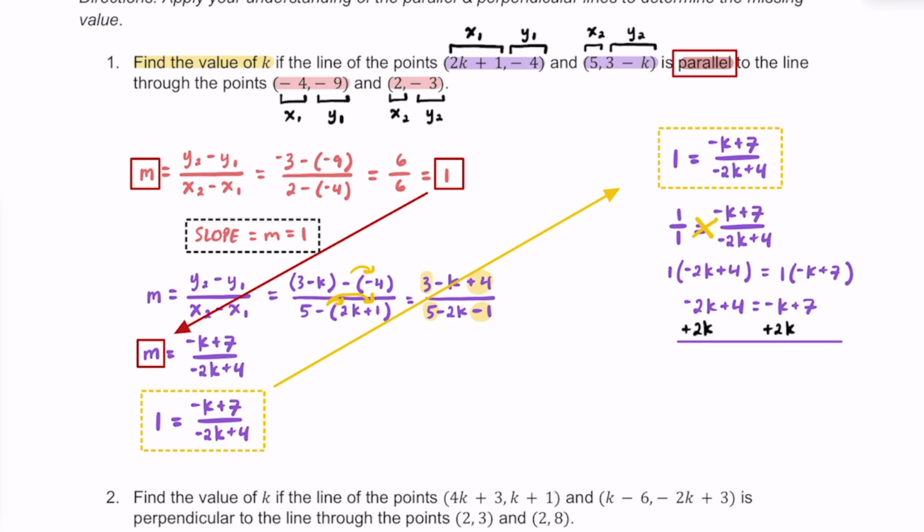Then if we add 2k to both sides, we're going to get 4 is equal to k + 7. And if we subtract 7 from both sides, we get that k is equal to -3. This will be our solution. Now if you wanted to check this, feel free to take this -3 and substitute it in each of these locations where you see k, and then find the slope of these 2 points, and it should match this 1 that we got earlier.